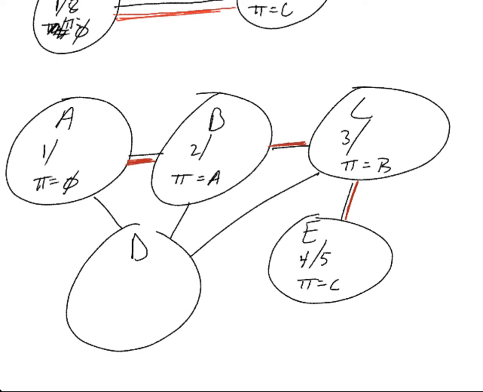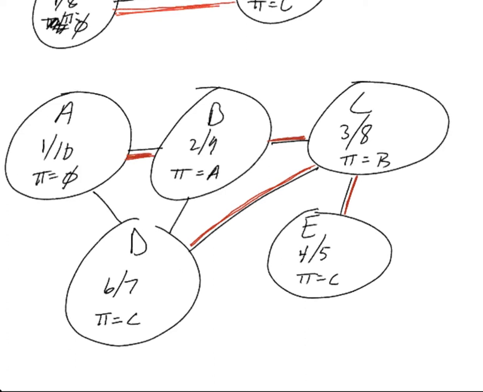C, its next edge is here, and so D's discovery time is 6. It has no adjacent vertices to process. 7, pi is equal to C. And then C finishes 8, 9, and 10.